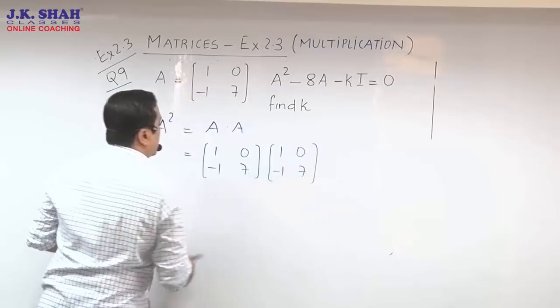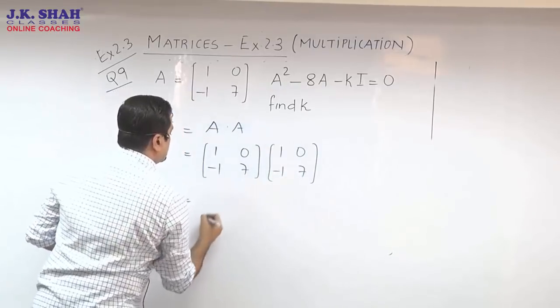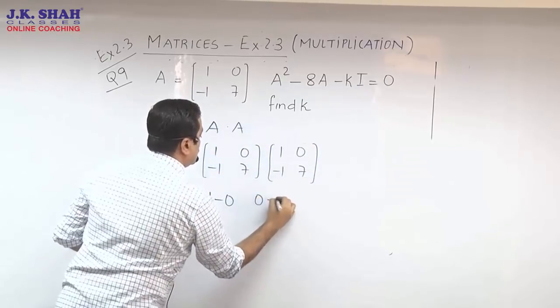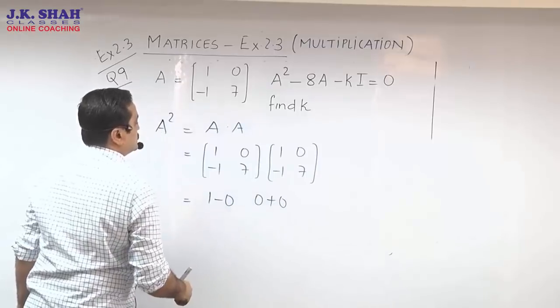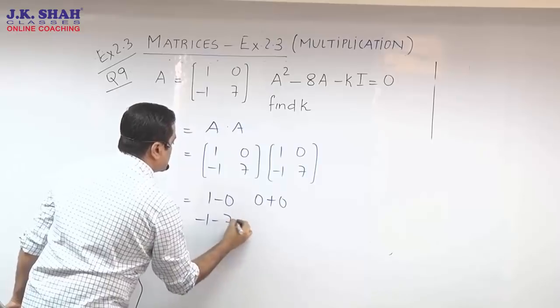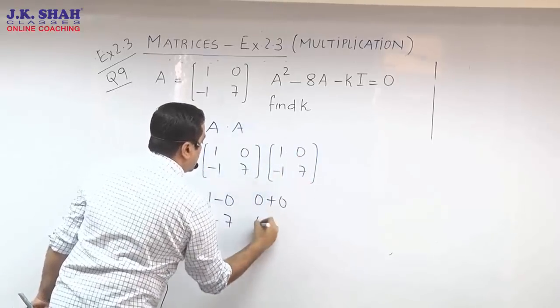So if you all are back, let's see what answers you got. It's R1 C1, so it's 1 minus 0. R1 C2, 0 plus 0. R2 C1, it's going to be minus 1 minus 7. And R2 C2, it's going to be 0 plus 49.